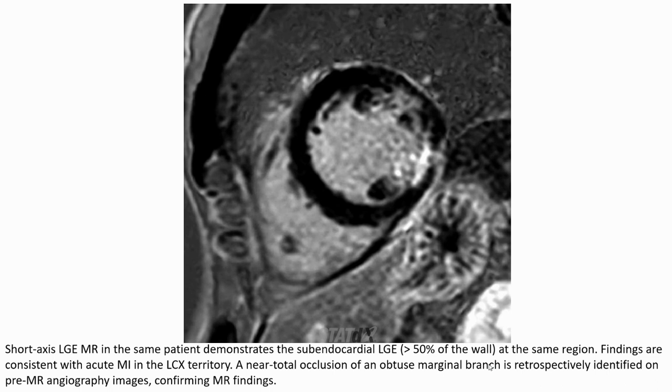Short axis LGE MR in the same patient demonstrates subendocardial LGE of more than 50% of the wall at the same region. Findings are consistent with acute MI in the left circumflex territory. A near total occlusion of an obtuse marginal branch is retrospectively identified on pre-MR angiography image, confirming the MR finding.